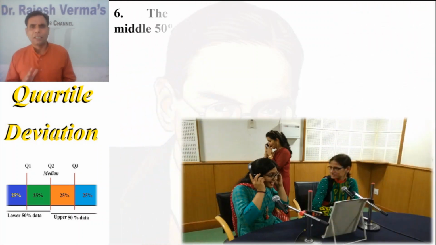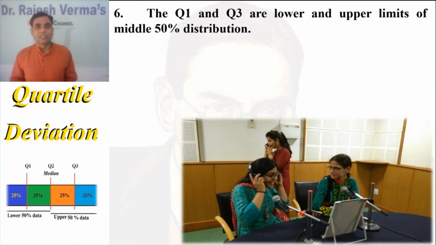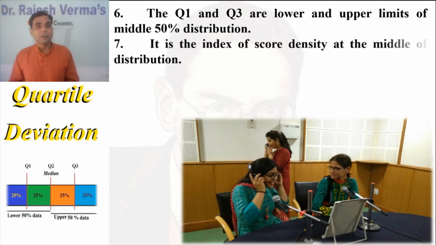Then the sixth characteristic: Quartile 1 and Quartile 3 are the lower and upper limits of the middle 50% of the distribution, which I told you earlier. Then the seventh: it is the index of score density at the middle of the distribution. If you find a quartile deviation value, that value indicates the score density at the middle of the distribution. It's a very good indicator or index.